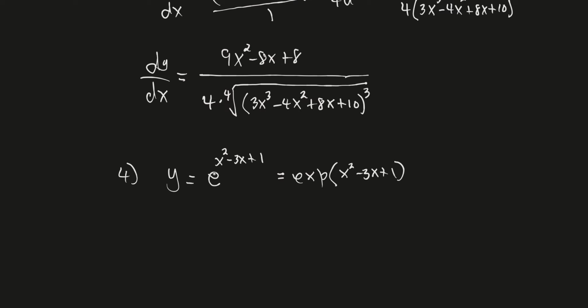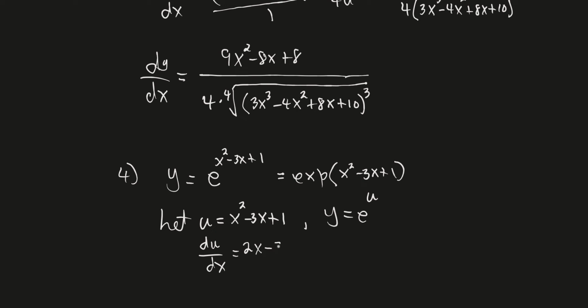Well, since I know how to differentiate the e by itself, I am going to let u be the entire exponent. So if I let u be equal to x squared minus 3x plus 1, that means my y equation becomes e to the u. And I have rules that tell me how to differentiate this. So when I differentiate u with respect to x, I will get the familiar 2x minus 3.